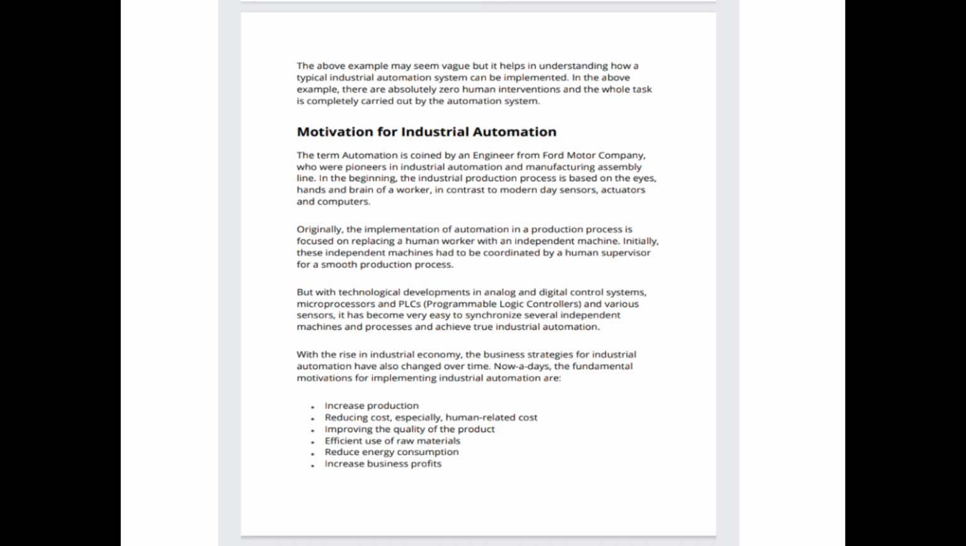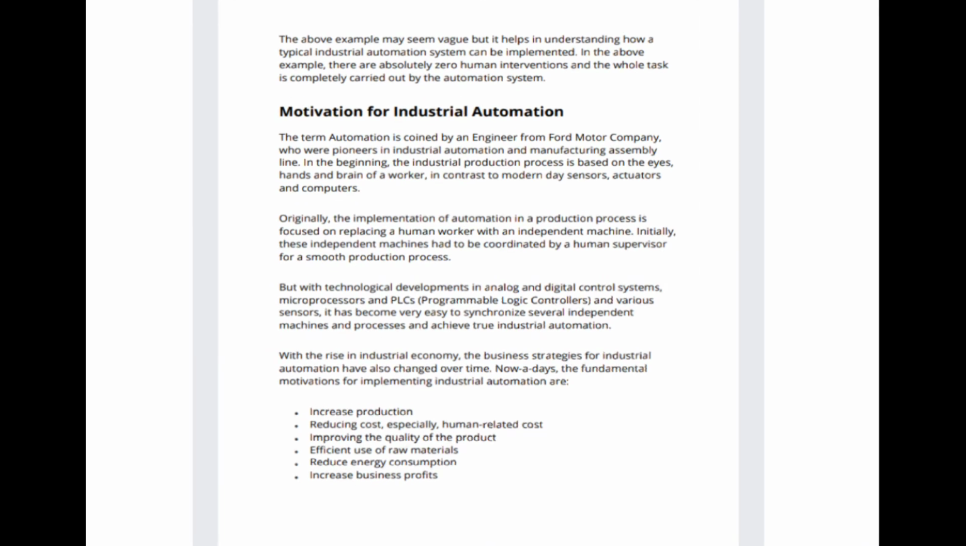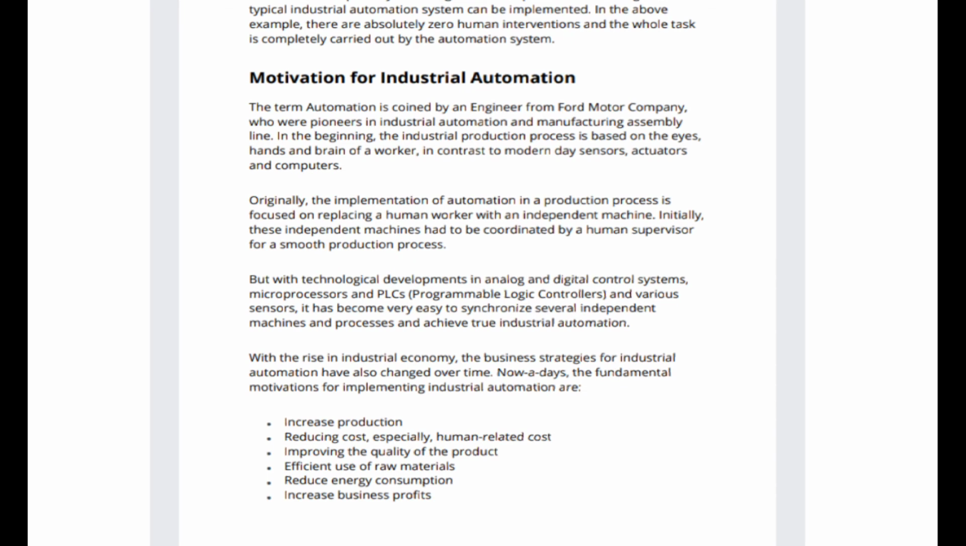But with technological development in analog and digital control systems, microprocessors and PLCs, that is programmable logic controllers, and various sensors, it has become very easy to synchronize several independent machines and processes and achieve true industrial automation. These are the notes. Students, you capture these screenshots or note this in your notes.